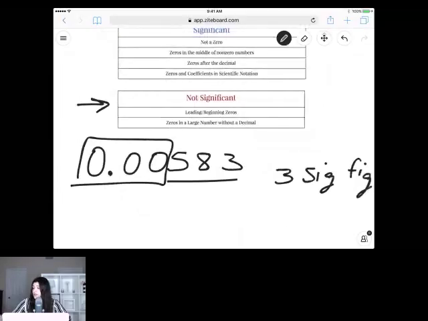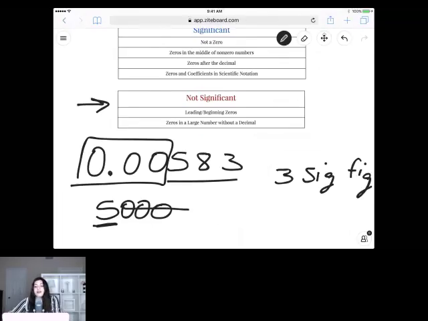The next one was any zeros in a large number without a decimal are not significant. So in this case, if we were to have, let's say, 5,000, since there is no decimal, just that 5 counts as a significant figure. So these zeros do not count.